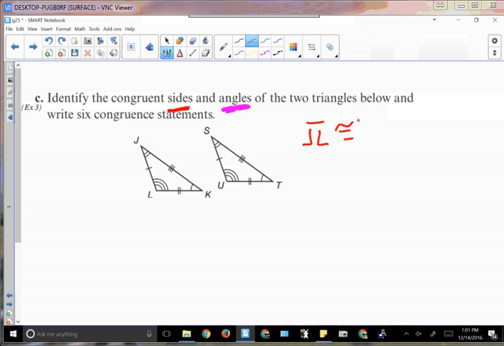Okay, well, values are equal, objects are congruent. So that would be, you said JL would go to SU. Good. What's another one? Okay, is congruent to, you say which one? UT. And what's the last one?